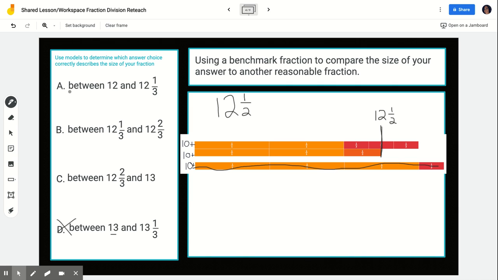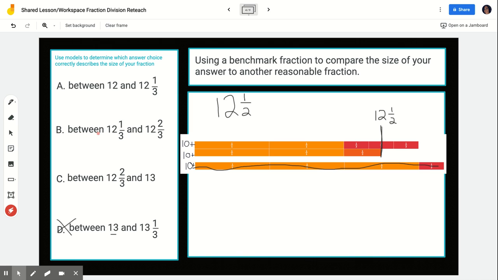So it says between 12 and 12 and 1/3. So if this was 10, 11, 12, 12 and 1/3, use my laser pointer for this one, 12 and 1/3 would be about right here. And the value of 12 and 1/2 is greater than 12 and 1/3. So that one's not going to work.